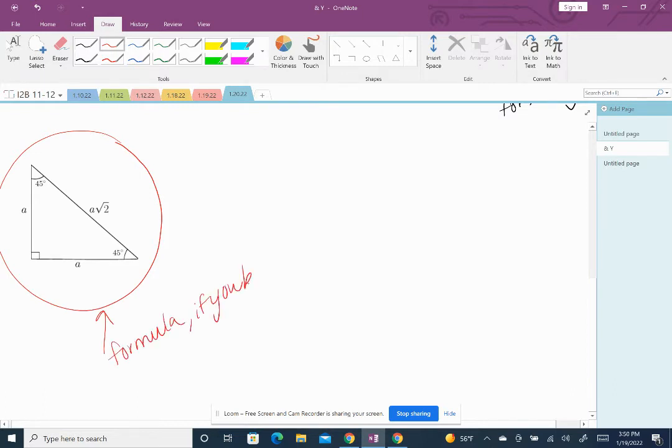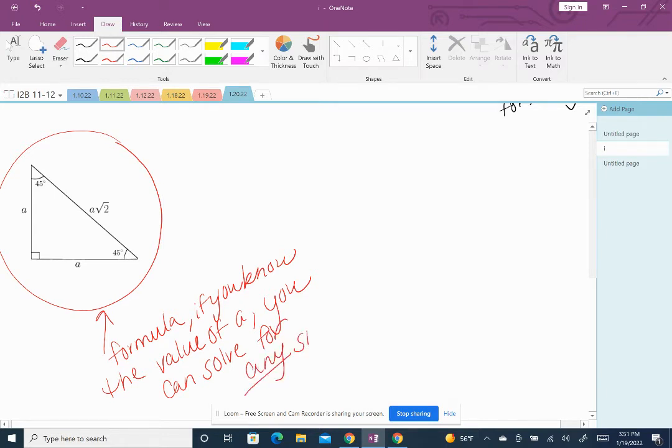If you know the value of A, you can solve for any side. Okay, so here's our sample triangle. So let's say we have 45 degrees, 5, x, y.